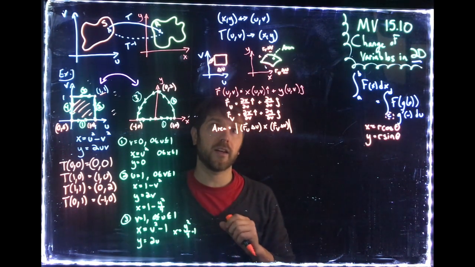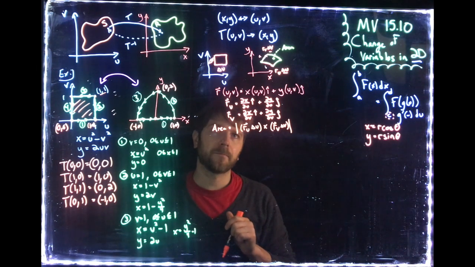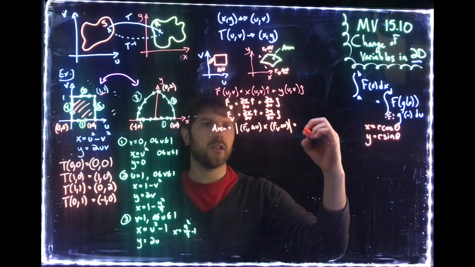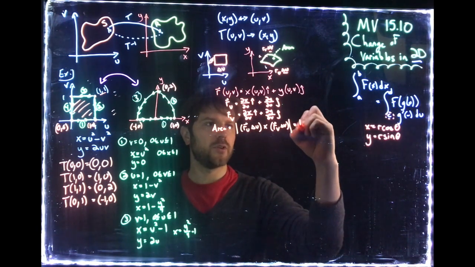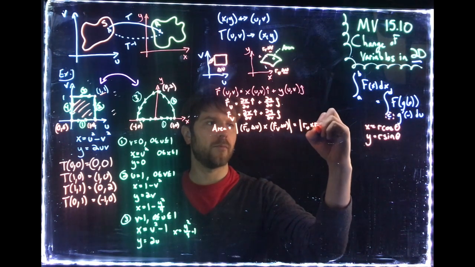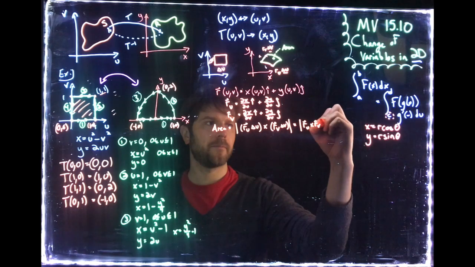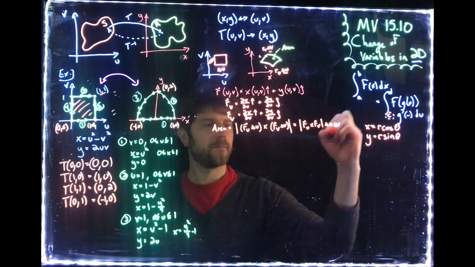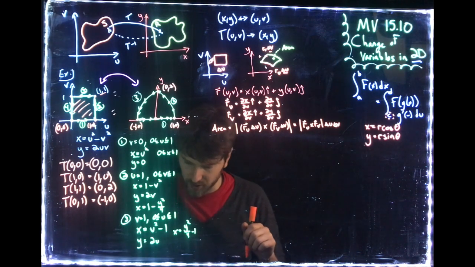We will go over that in class a little bit more. We can actually rewrite this cross product in an easier way. We can pull out the delta u and delta v, and this ends up as ru cross rv, or the magnitude of ru cross rv, delta u delta v. All right, so let's go ahead and find that cross product.